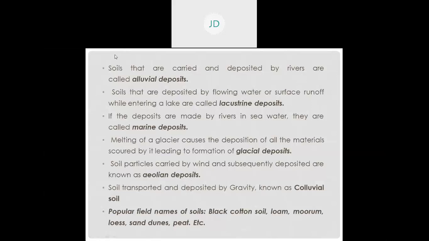So these are all the types of soil based on origin or transportation. Clear till now? Yes, sir. Okay, excellent. Somebody want to join?